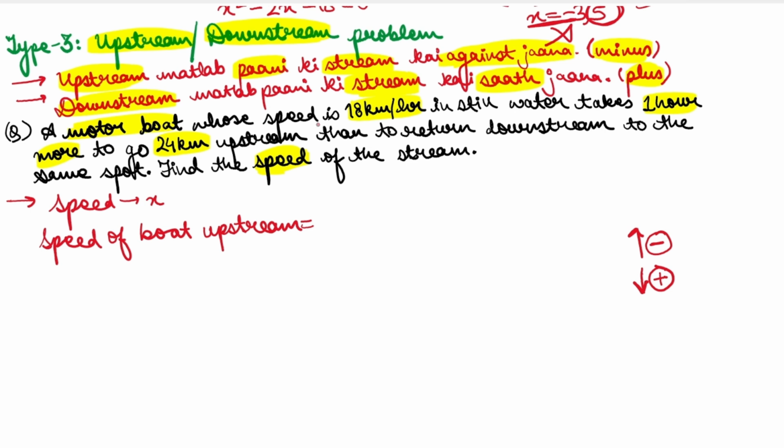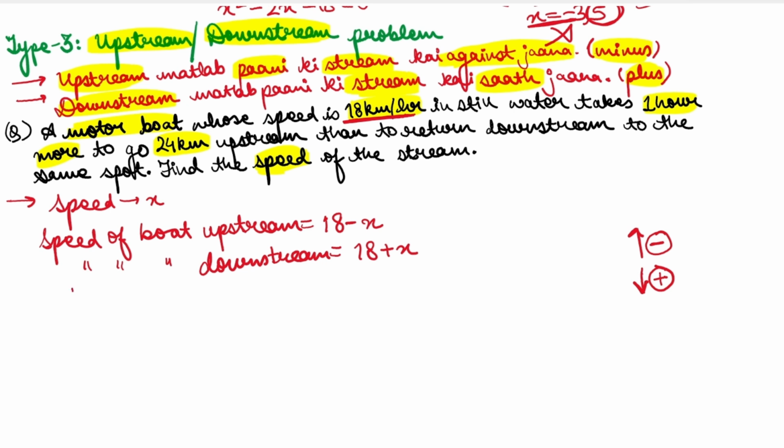तो question क्या बोल रहा है? Motor boat whose speed is 18 kilometer per hour takes 1 hour more to go to 25 kilometer upstream than to return downstream to the same spot. ठीक है, तो इसका मतलब upstream मतलब हम क्या करेंगे? Minus कर देंगे. तो 18 हमें दिया हुआ है, तो हम उससे x minus कर देंगे. वही same speed of boat अगर हमें downstream बोल रहे हैं तो downstream मतलब क्या, हम add कर देंगे, which means 18 plus x. ठीक है.